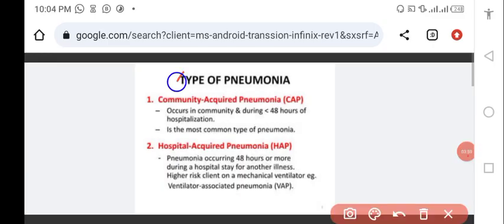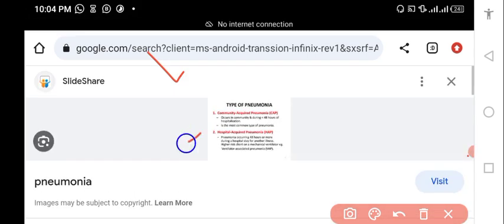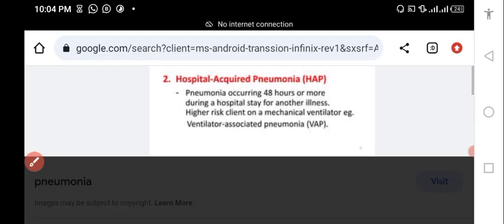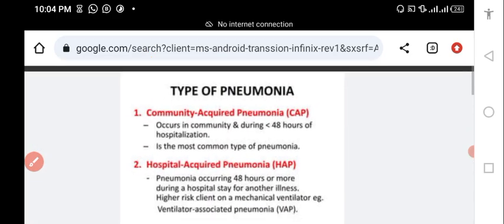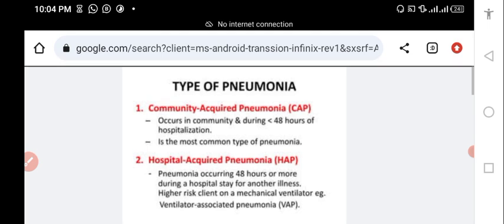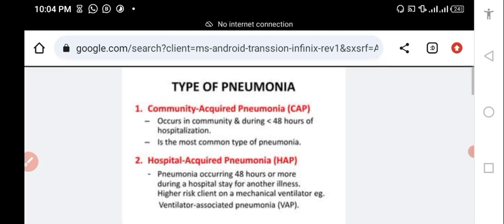Okay, so there are two types of pneumonia most commonly: the first one is community acquired pneumonia, and another is hospital acquired pneumonia. Community acquired pneumonia is pneumonia which occurs in the community, within 48 hours of hospitalization. It is the most common type of pneumonia.